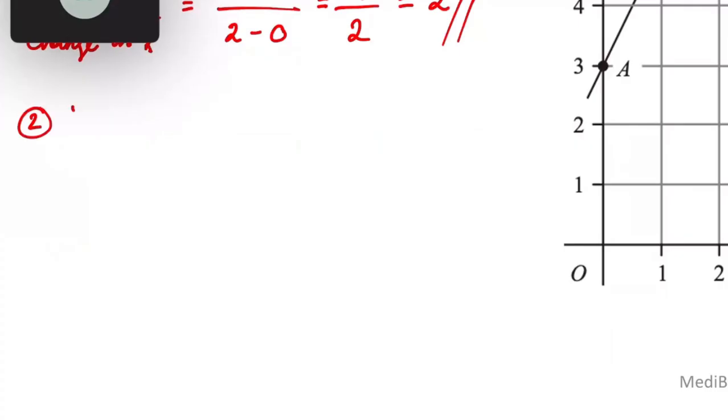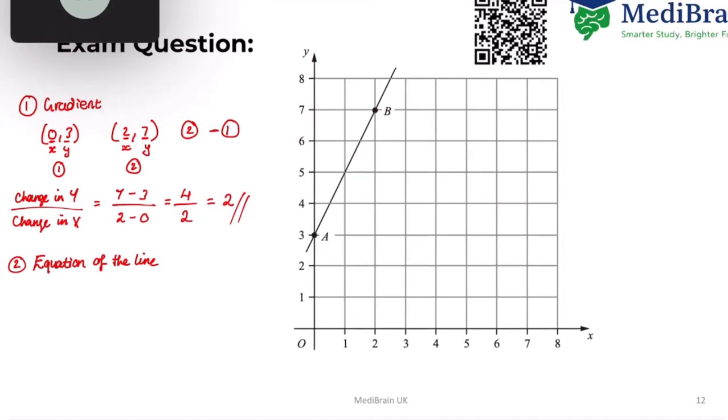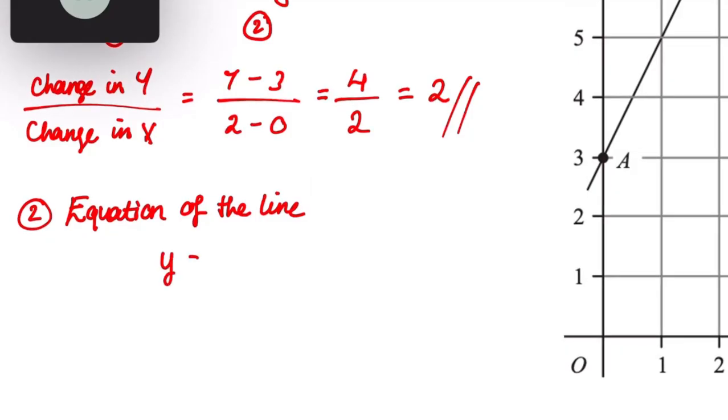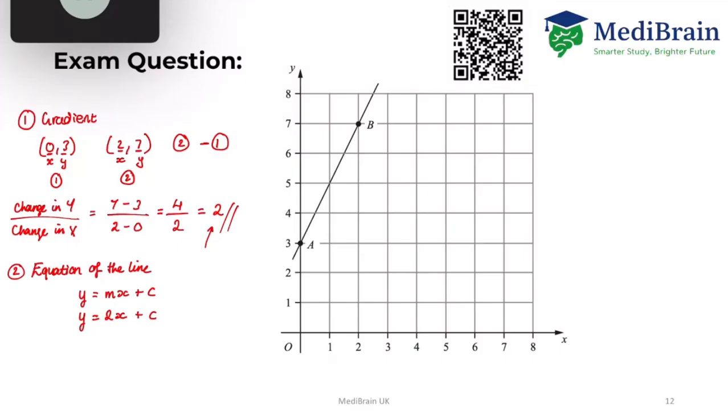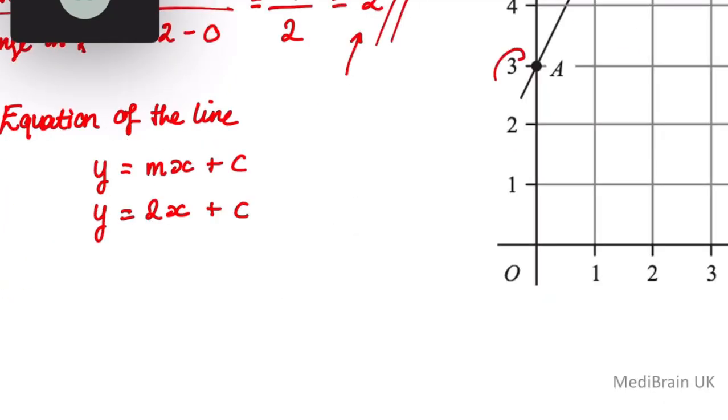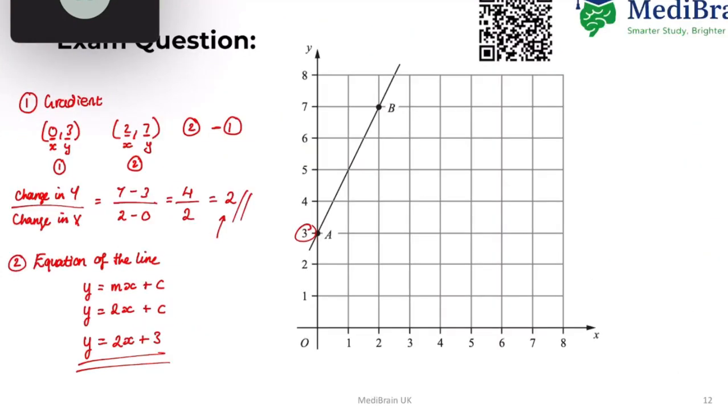The second step is going to be the equation of the line. Equation of the line, we know, is going to be y equals mx plus c. That's the equation of the line. We've just worked out the gradient over here. The gradient is 2. Okay, so it's going to be y equals 2x plus c. Okay, because we've just worked out the gradient. And then where does it cross the y-axis? Where's the y-intercept? We can see that it crosses the y-axis at 3. So our answer is going to be y equals 2x plus 3. Okay, so that's your equation of the line.